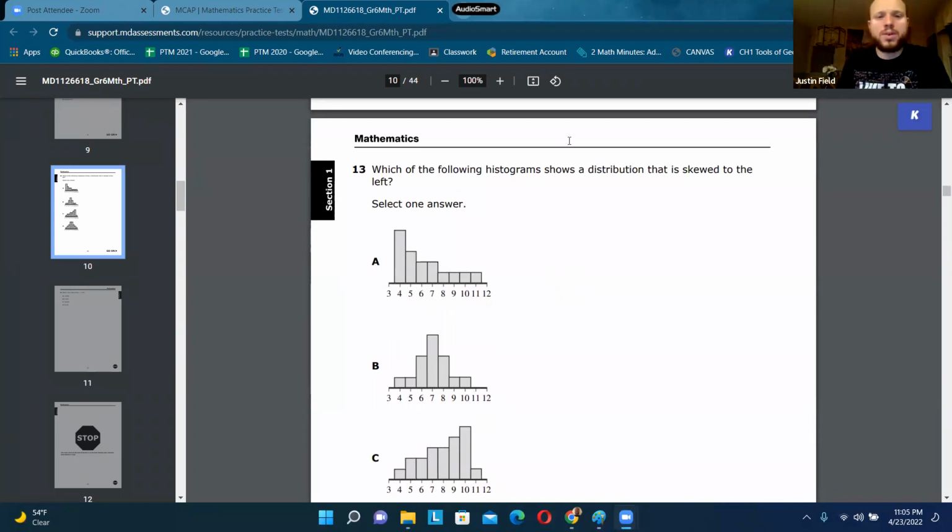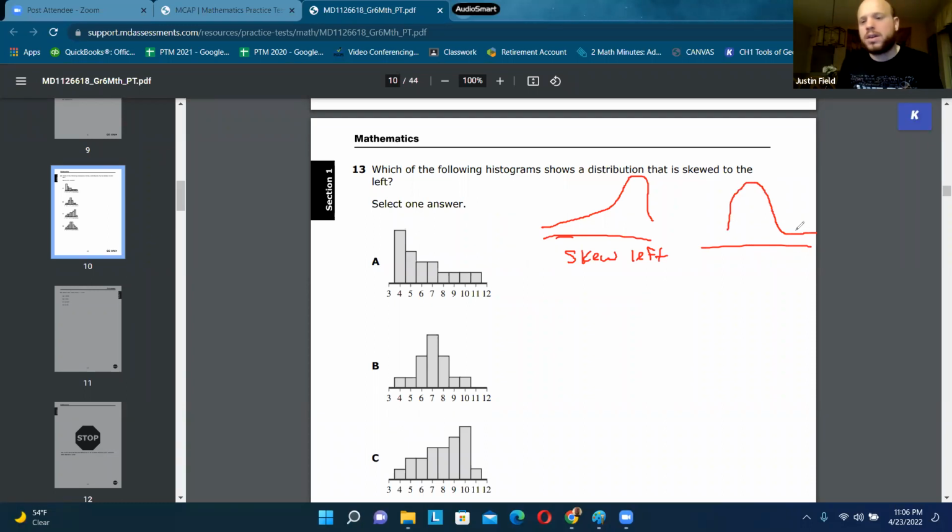Histograms skewed. Okay, so there's 3 shapes of histograms. If we draw a line and it goes up on the right side, this is called skew left. And if there's a tail on the right side, it's called skew right. And if there's a lump in the middle, that's called symmetrical.